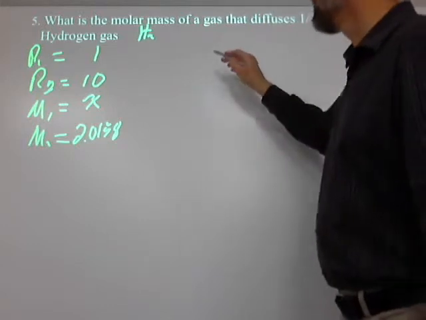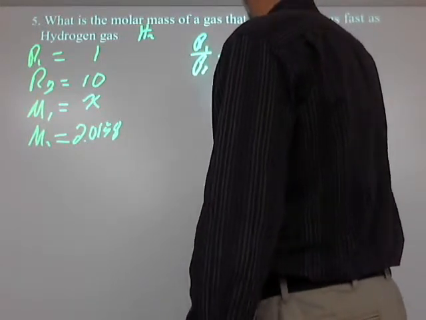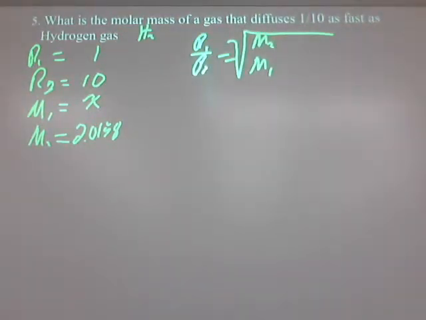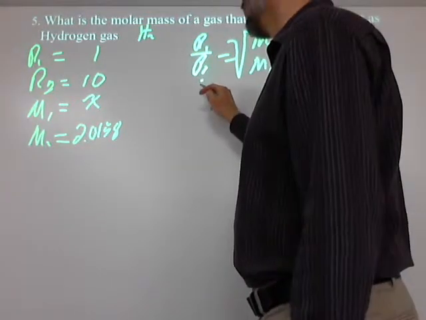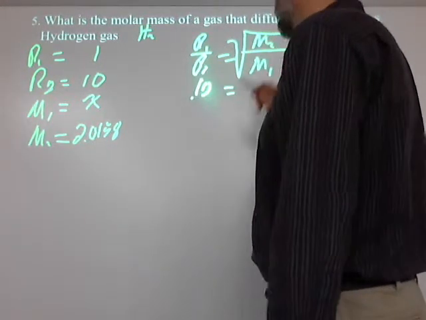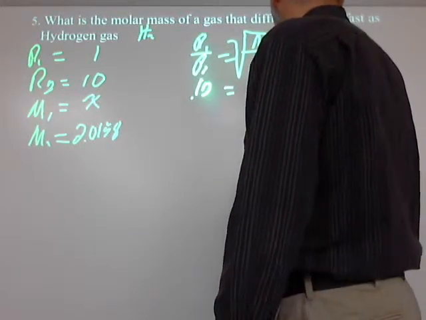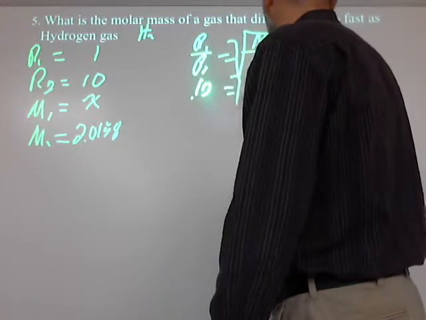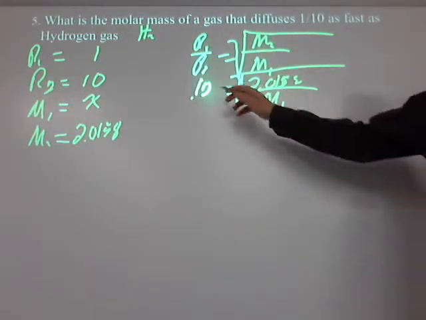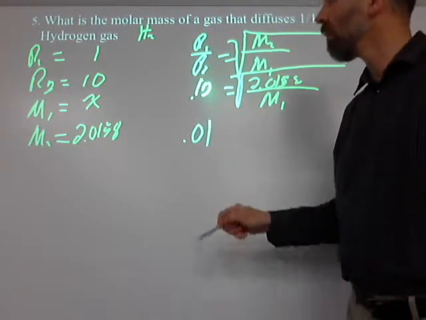All right. Your equation is rate 1 over rate 2 equals the square root of molar mass 2 over molar mass 1, right? Got that? Plug in my numbers. I got 1/10, which would be 0.10, equals the square root of 2.0158 over M1. All right. Square both sides, correct? If I square 0.1, what do I get? 0.1 times 0.1 is what? 0.01.